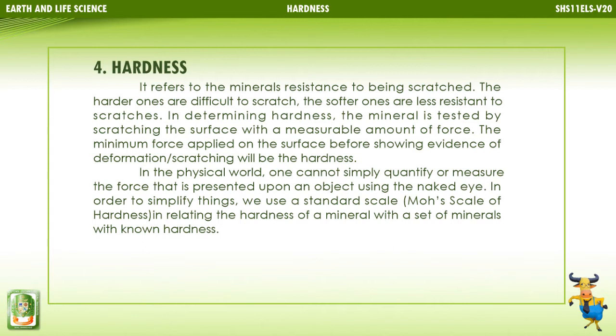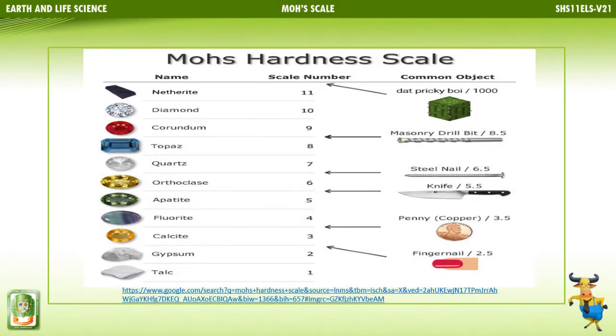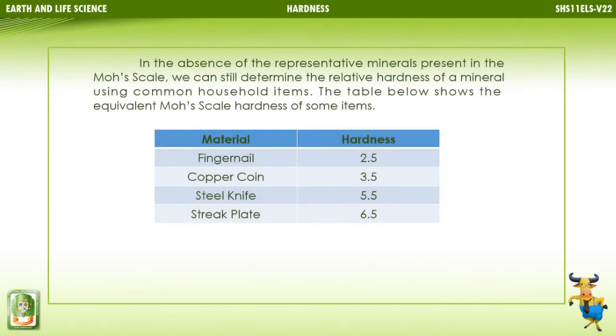In the physical world, one cannot simply quantify or measure the force that is presented upon an object using the naked eye. In order to simplify things, we use a standard scale, the Mohs scale of hardness, in relating the hardness of a mineral with a set of minerals with known hardness. In the absence of the representative minerals present in the Mohs scale, we can still determine the relative hardness of a mineral using common household items. The table below shows the equivalent Mohs scale hardness of some items.